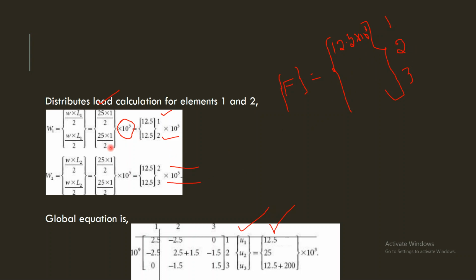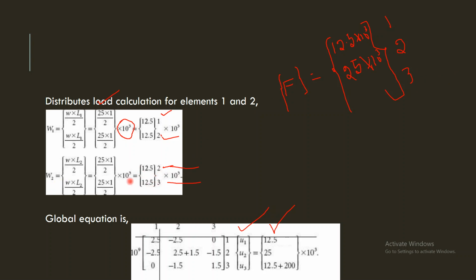At node 2, we are having 12.5 from the first element and 12.5 from the second element. I will judge that by looking at the node numbers. So 12.5 plus 12.5 is 25, that is 25 into 10 raised to 3.